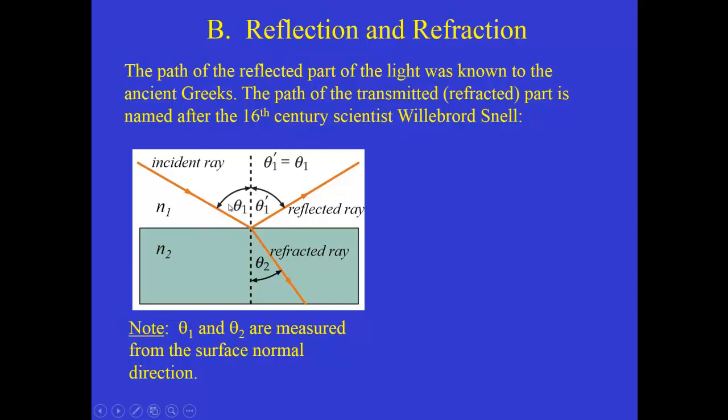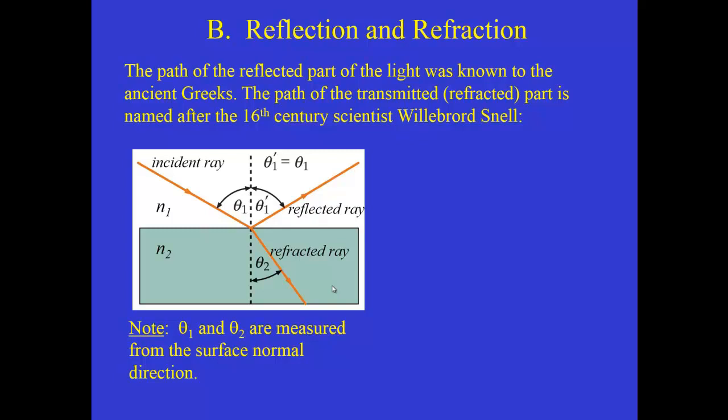So in the relationships that we're going to write down, we will always measure the angle of the path away from the surface normal, or the dotted line here. So the Greeks knew that theta 1 prime was equal to theta 1 from simple experiments that they did. And they knew too that the light that traveled from one medium into a different medium was bent. But it wasn't discovered till later exactly what that quantitative relationship was.